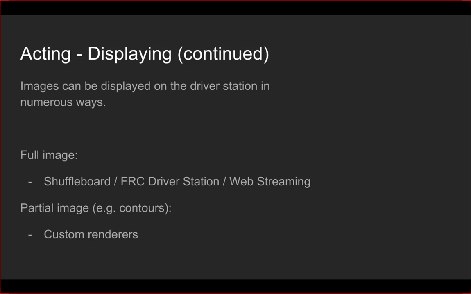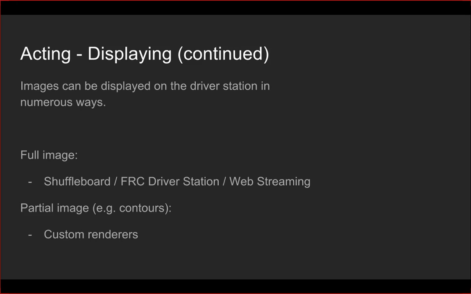So many cameras, like the Axis network camera, will actually send out a raw bucket of images, sorry, a stream of images, which you can view on a web browser, which a lot of teams do also. You can also set this up with CS Core to make that happen as well, I believe. If you want to render just a partial image though, just for contours, you're probably going to have to roll your own solution. So this might include having your own bit of software.